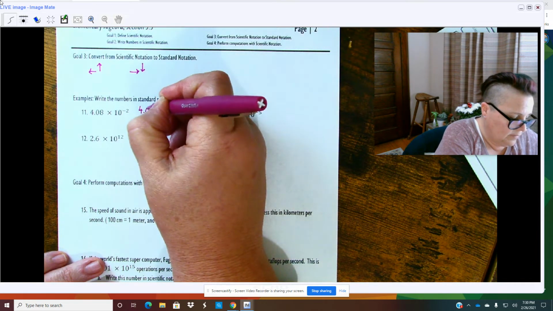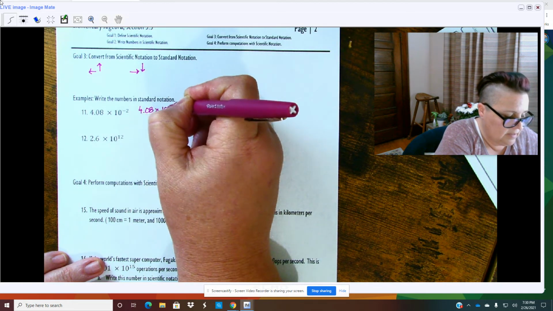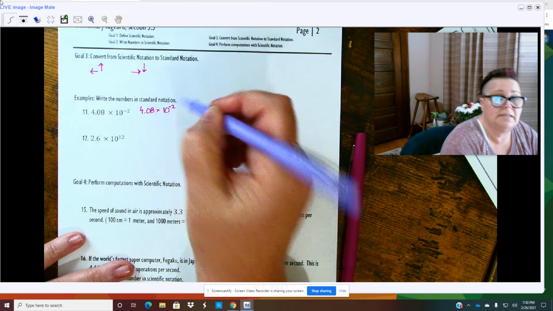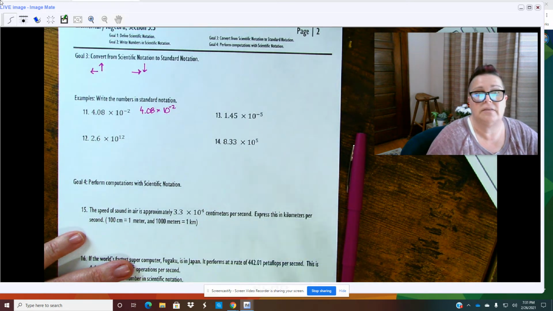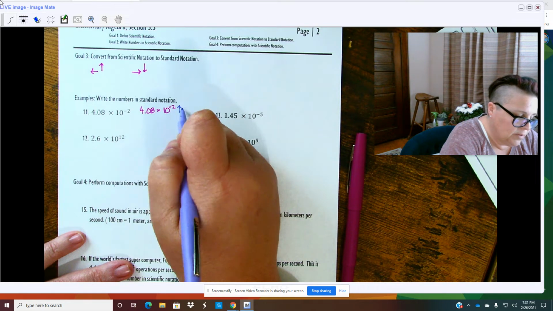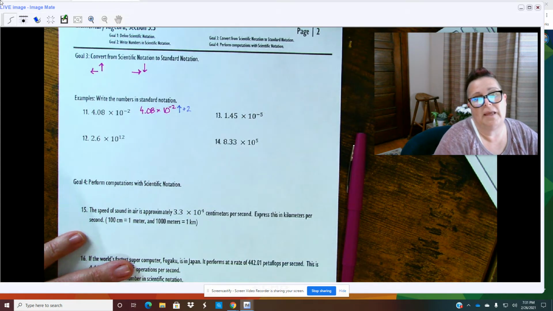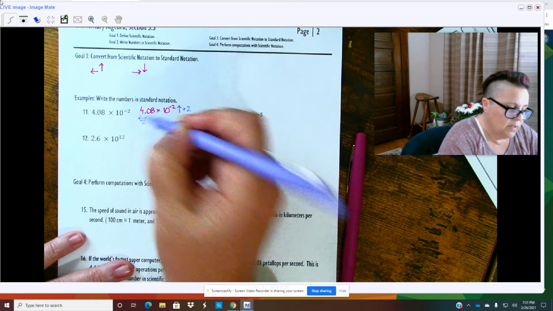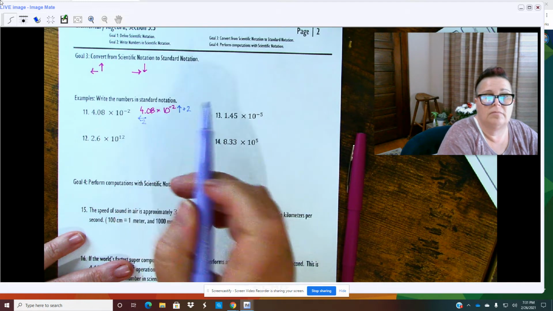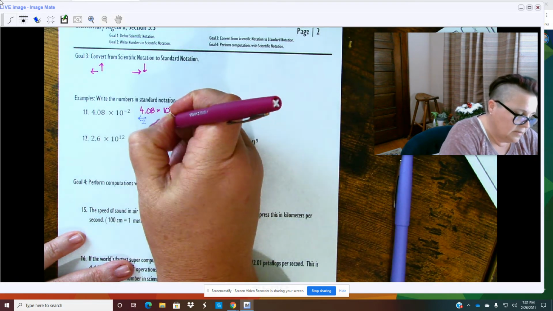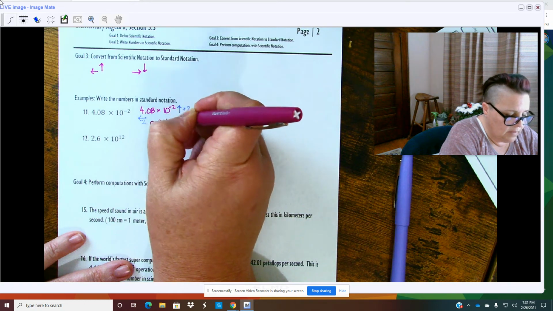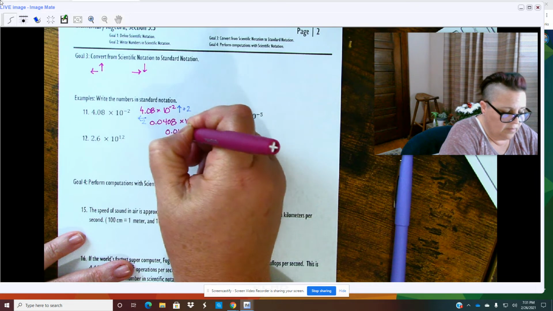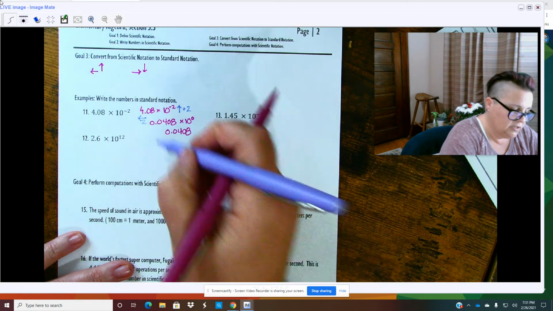Here I have 4.08 times 10 to the negative 2nd. If I want to put this in standard notation, I've got to make this times 10 to the 0, because 10 to the 0 is 1. So I need my exponents to go up 2. And if my exponents are going up 2, then my decimal point needs to go out 2. That's the idea of butts together, right? So this would be 0.0408 times 10 to the 0, or 0.0408. That would be my standard notation.